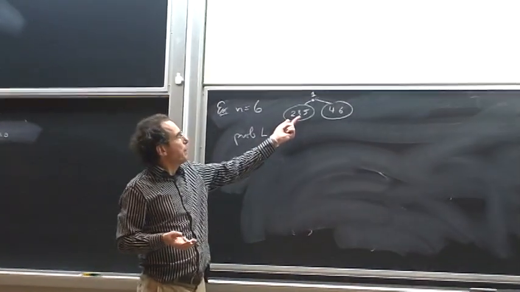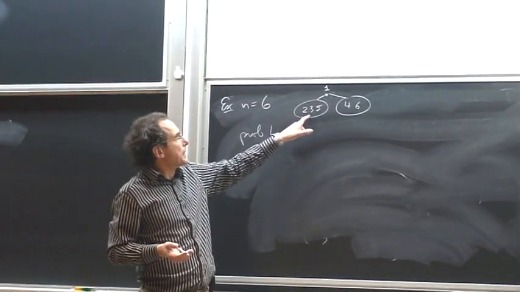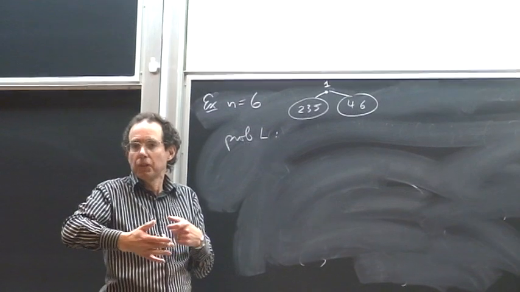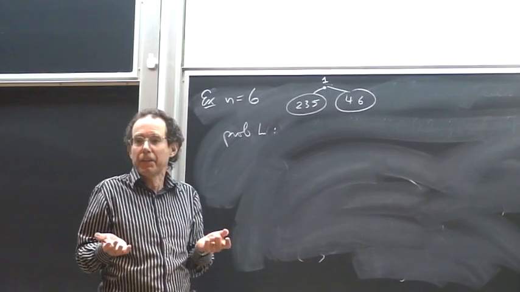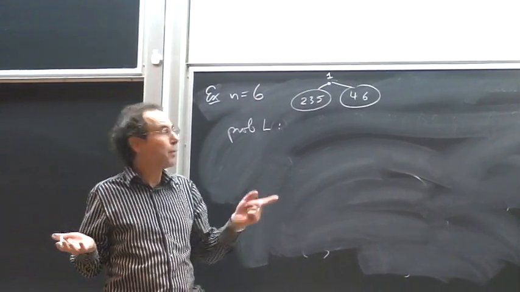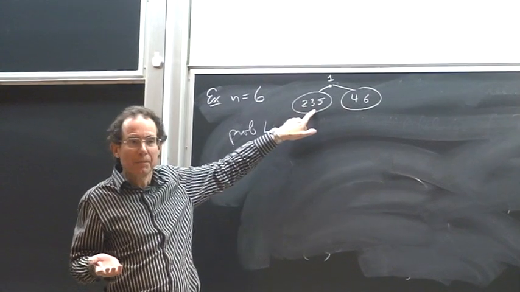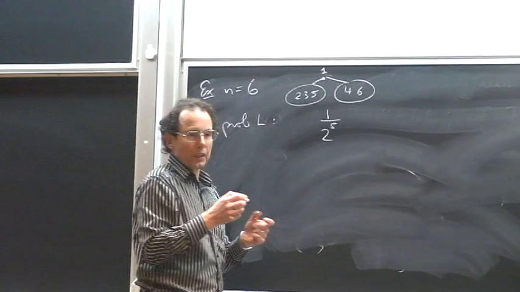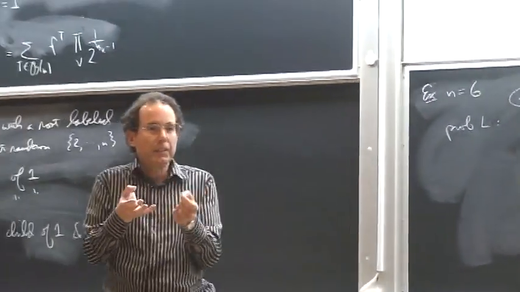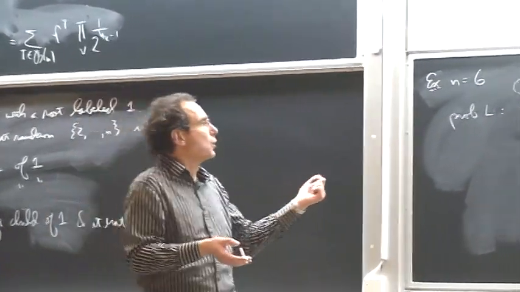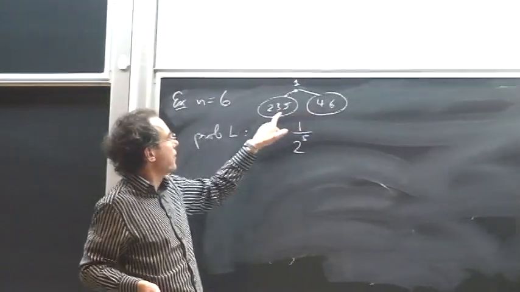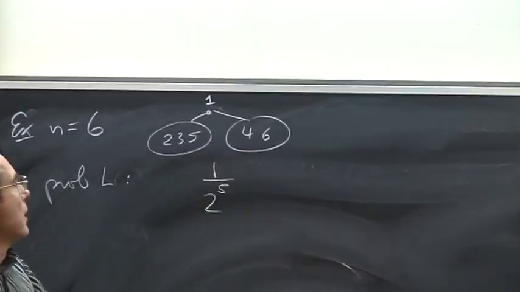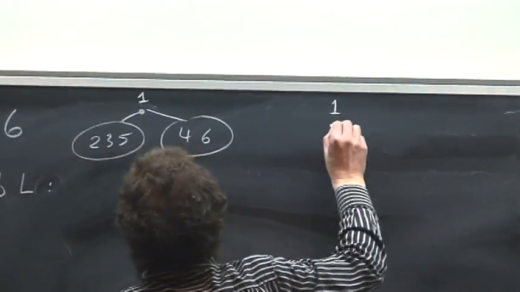What's the probability of that step? Well, I'm essentially picking out a subset of the numbers 2 through 6, of those 5 numbers. How many subsets of 2 through 6 are there? 2 to the 5th. So the probability of picking out that particular subset is 1 over 2 to the 5th, right? 1 over the total number of subsets of a 5-element set that I could have picked to go on the left. Of course, we don't need to worry about this, because once we pick this, this one is automatic. It's just the rest.